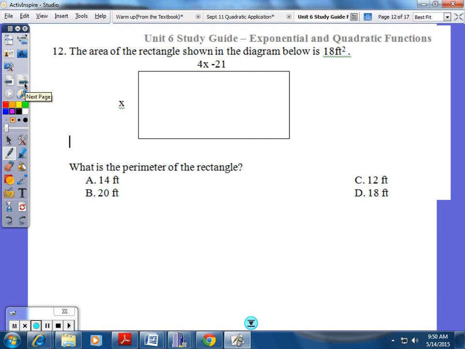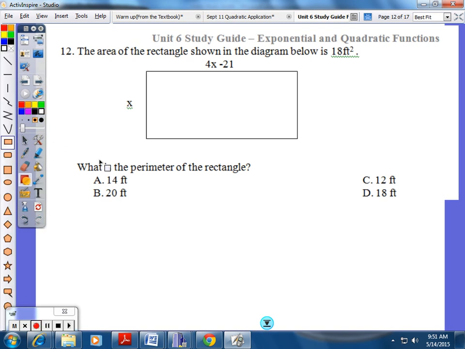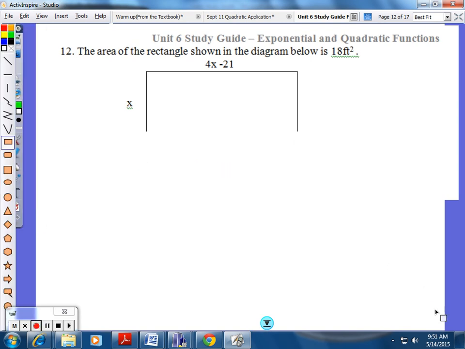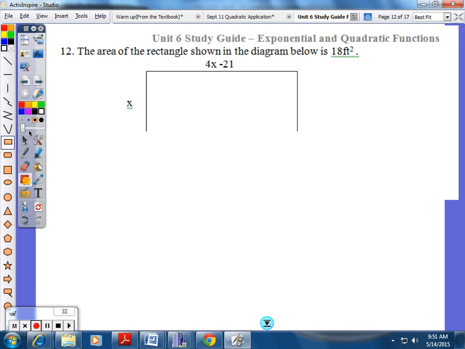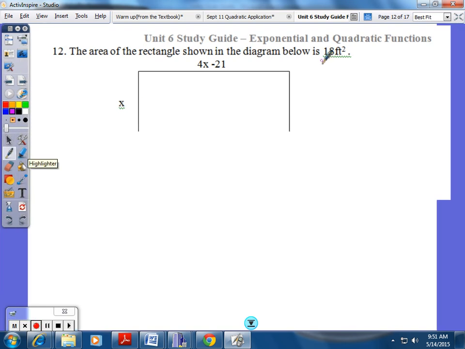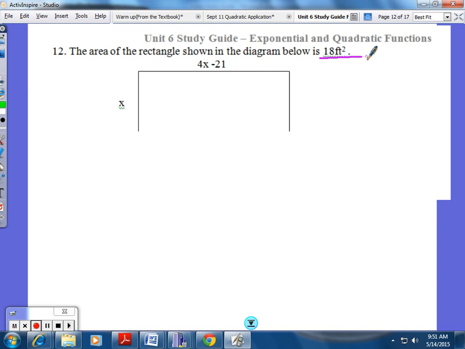Okay, now number 12, they ask us to find the perimeter. So to do that, we need to find x, so we can find the length and the width of this rectangle. We know that they give us the perimeter. That's also very important. So we know our formula is the perimeter equals 2L plus 2W. But we don't know the length and the width, so we have to find it.